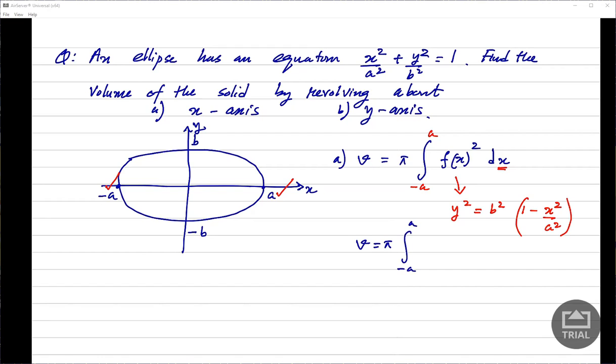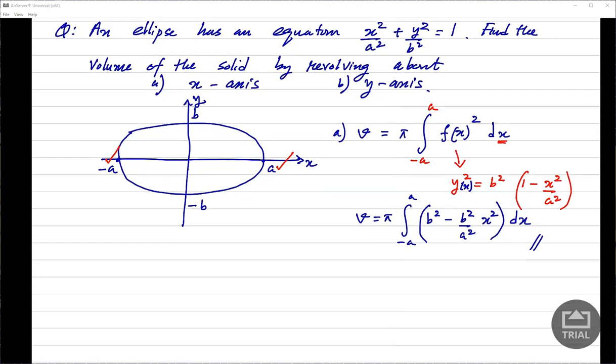Directly you have y squared. You don't have to take the square root and square it again. So you have f of x squared already. It would be b squared minus b squared divided by a squared x squared dx. I'm not going to do this integral, as it's very easy to do.